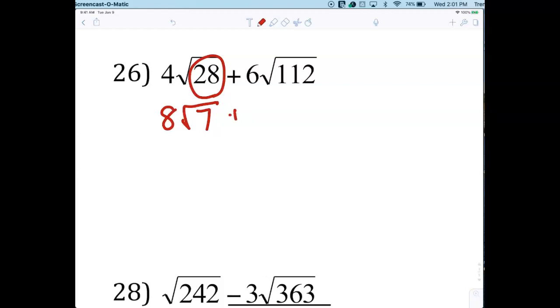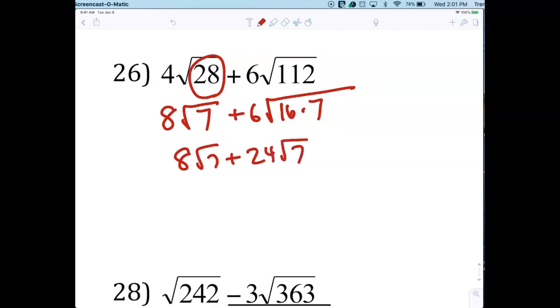So this is plus 6. And what was 112? 16 times 7. So now what? 24. Yes, 24 radical 7. So 8 radical 7 plus 24 radical 7. Final answer, 32 radical 7.